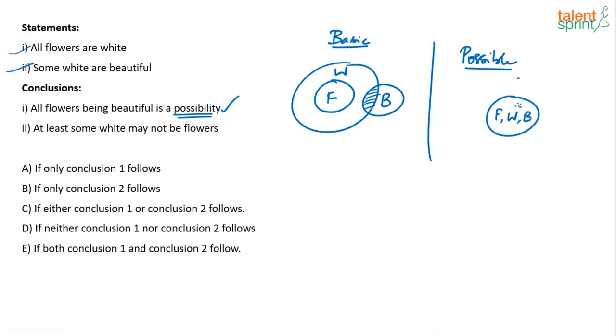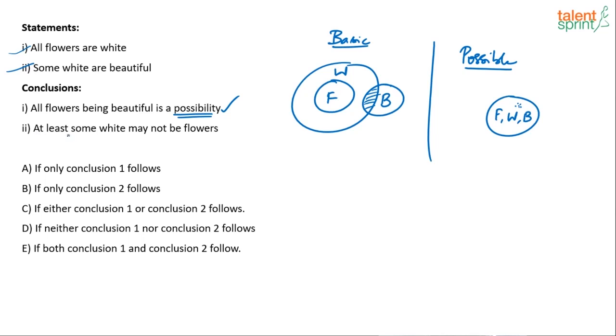You're able to follow? All flowers are white and some white are beautiful can be represented by one set itself, right? The same set indicates flowers, whites and beautiful. Now if you look at this as a possible diagram, all flowers being beautiful is possible. All the flowers are beautiful. So first one is true.